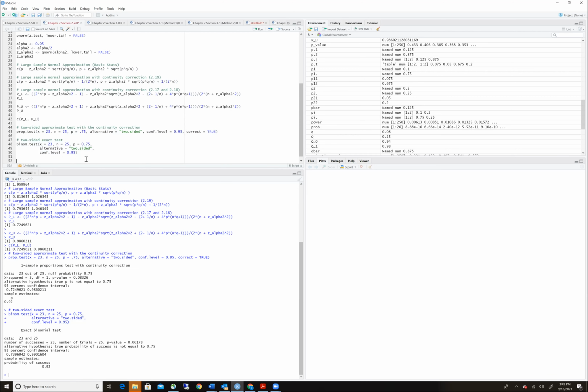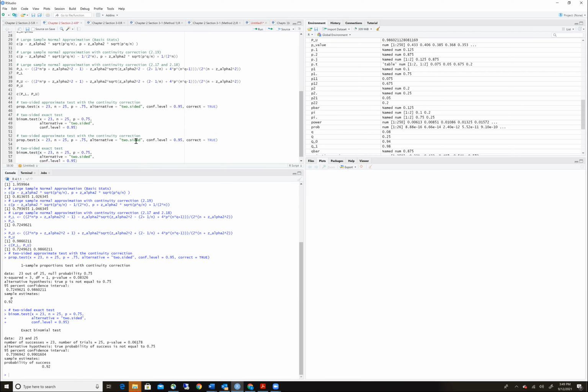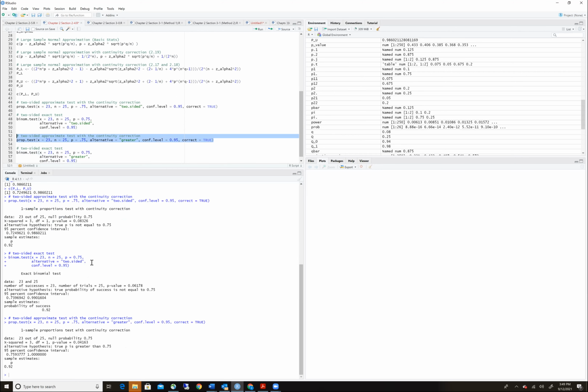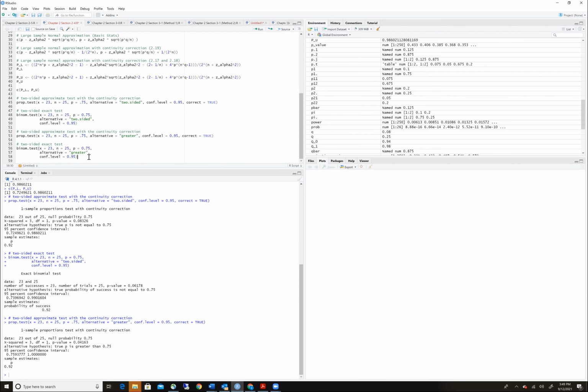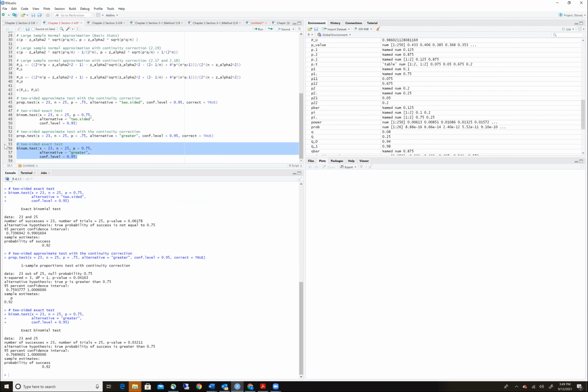Just to show you, we could also change these alternatives. If we were doing a hypothesis test and we wanted to change the alternatives to greater, I believe that will change everything we need. If we do a greater than test, we should be able to get the p-values, right? And that's what we got earlier, the 0.04163. And if we do a greater than test here, we get our p-value of 0.0321. So we do get slightly different p-values.